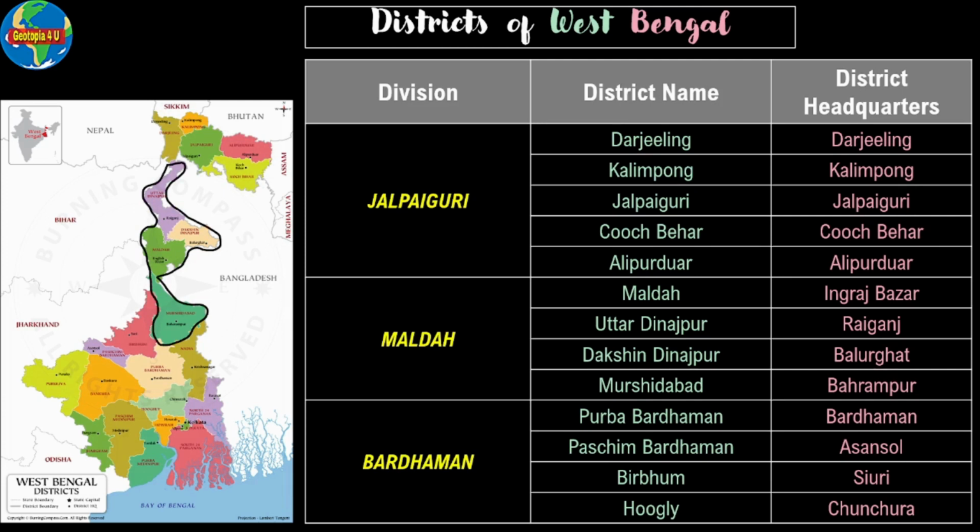Next, we have got the Malda division. The Malda division includes the districts of Malda, Uttar Dinajpur, Dokhin Dinajpur, and Murshidabad. Next, we have got the Bardhaman division, which includes the districts of Purbo Bardhaman, Paschim Bardhaman, Birbhum, and Hugli.